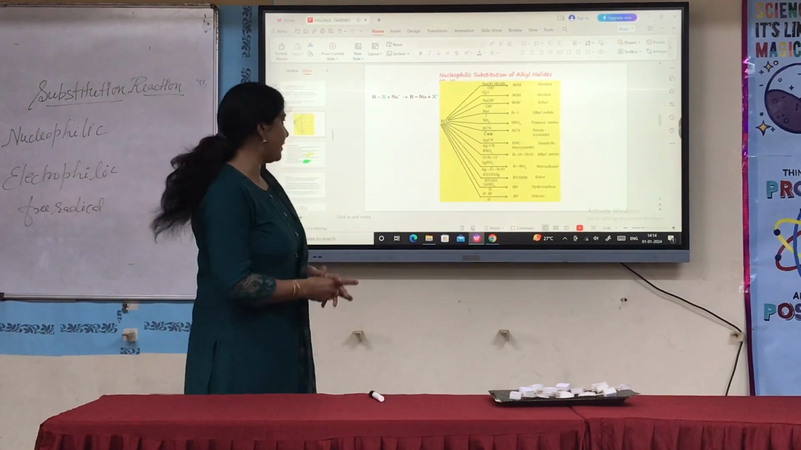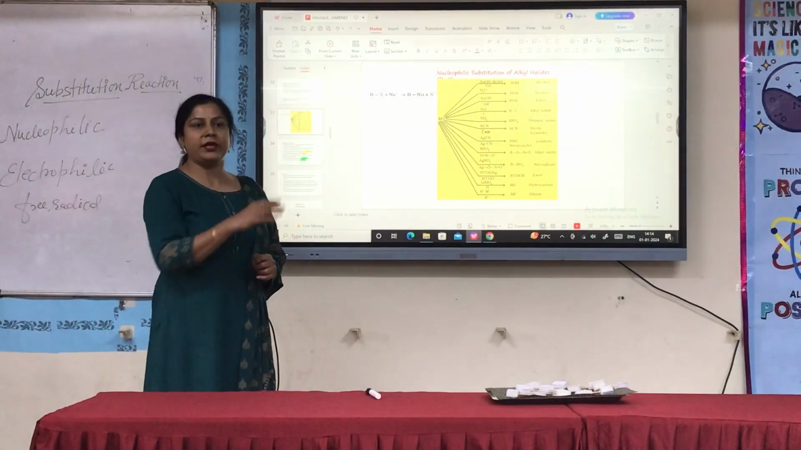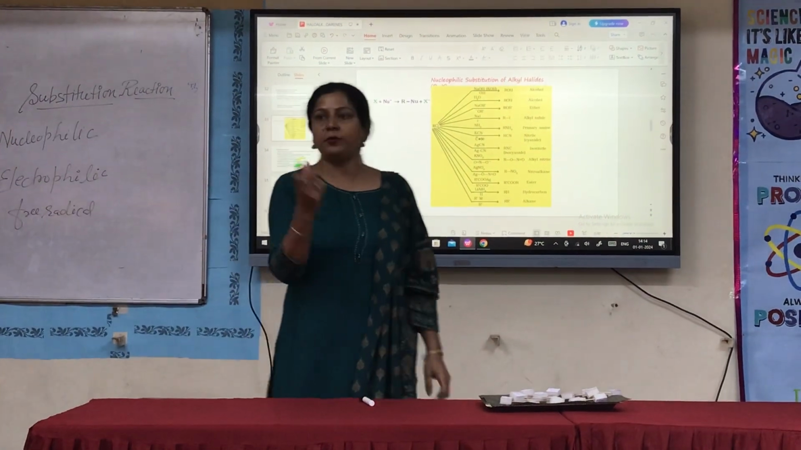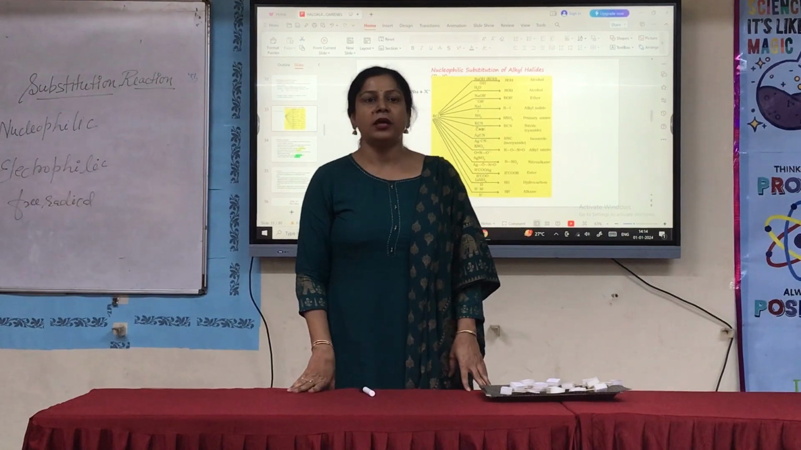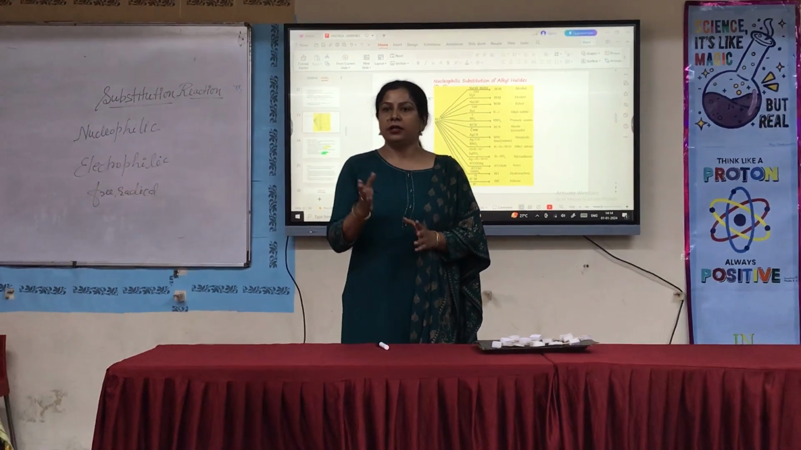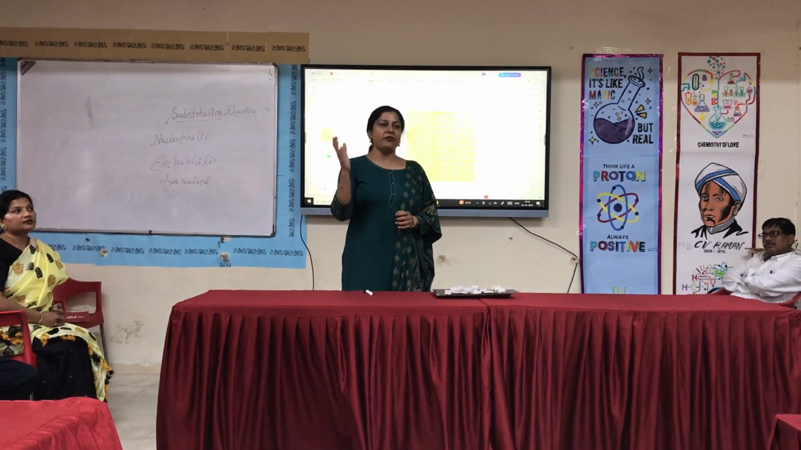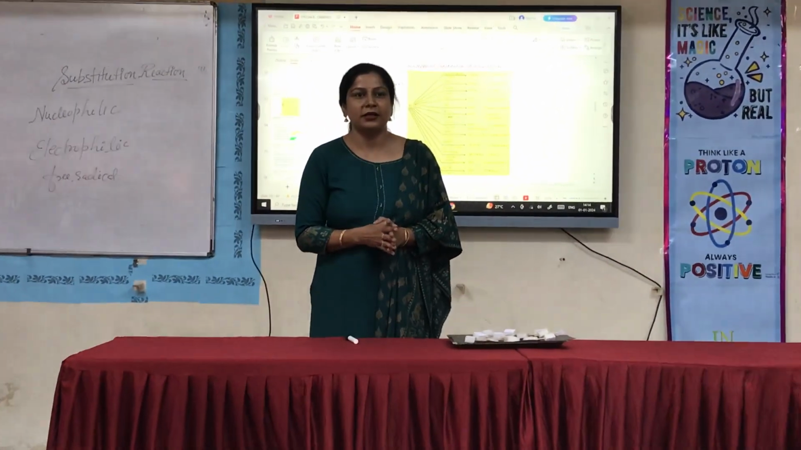So they have two donor atoms, but at a time only one attacks. So we can have an example of AgCN and KCN. It's a very important question given in the NCERT book. When we use AgCN, the compound formed is isocyanide. And when we use KCN, the compound formed is cyanide.